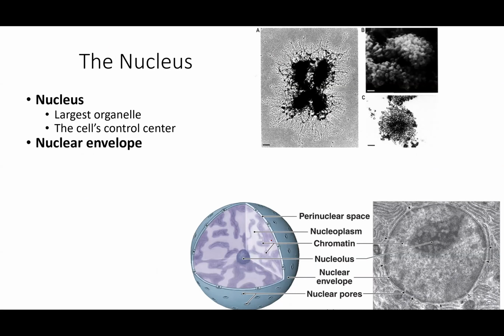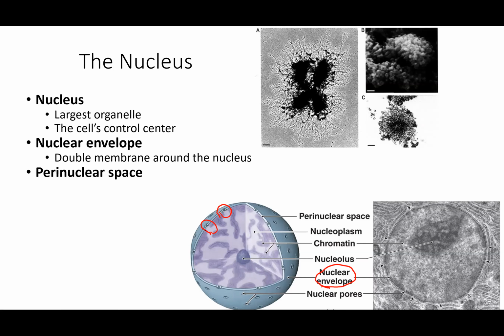Surrounding the nucleus is the nuclear envelope. The nuclear envelope is a double membrane that surrounds the nucleus. And in the nuclear envelope, you have nuclear pores. And this allows information to pass to and from the nucleus. The perinuclear space is the area between the two layers of the nuclear envelope.